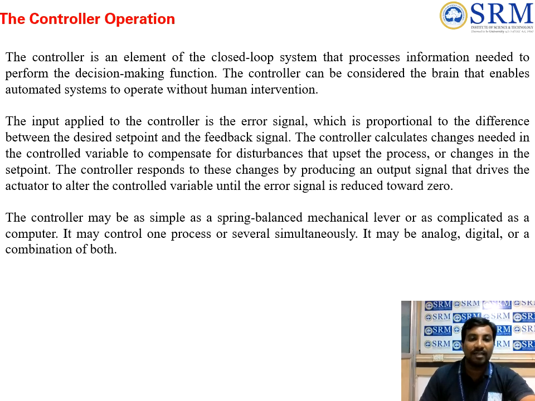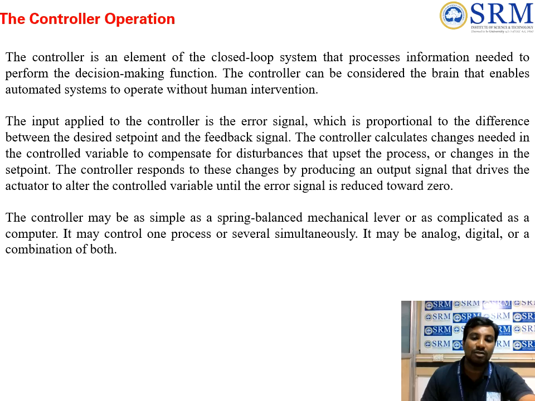The controller operation is also an element of the closed loop system that processes the information needed to perform the decision making function without the intervention of a human being. So the input that is applied to the controller is an error signal, which is proportional to the difference between the desired set point and the feedback signal. The controller then calculates the changes needed in the control variable to compensate for disturbances that upset the process or that cause a change in the set point.